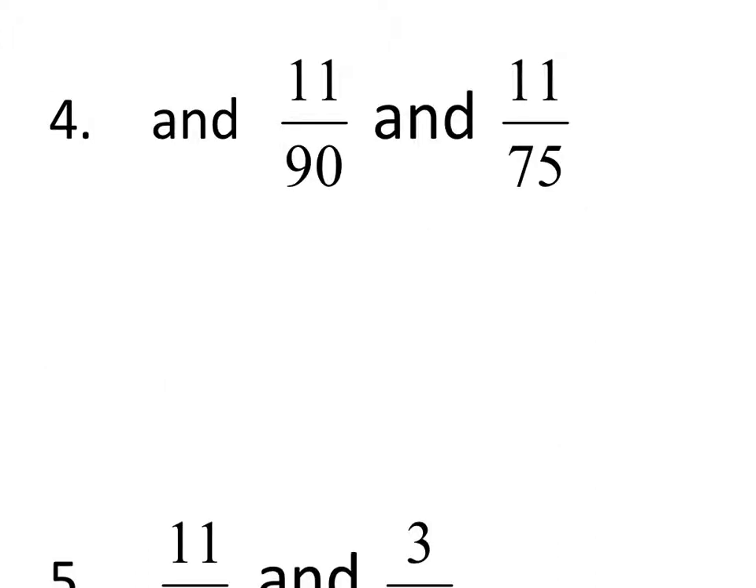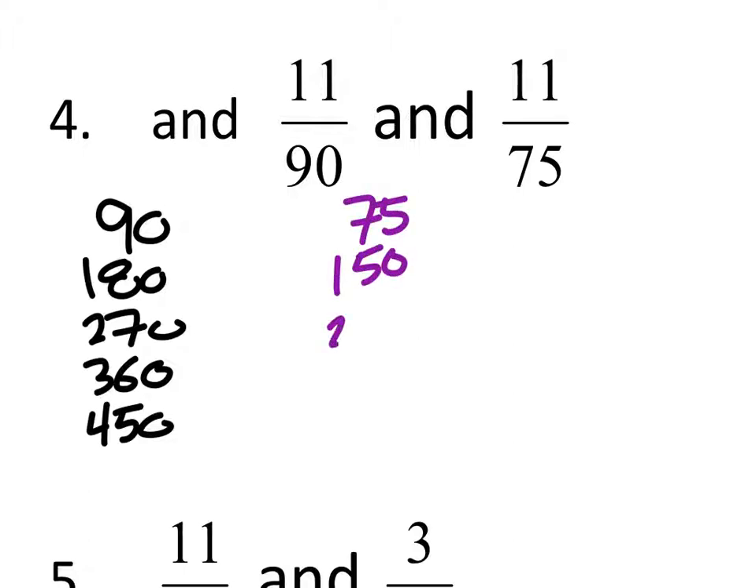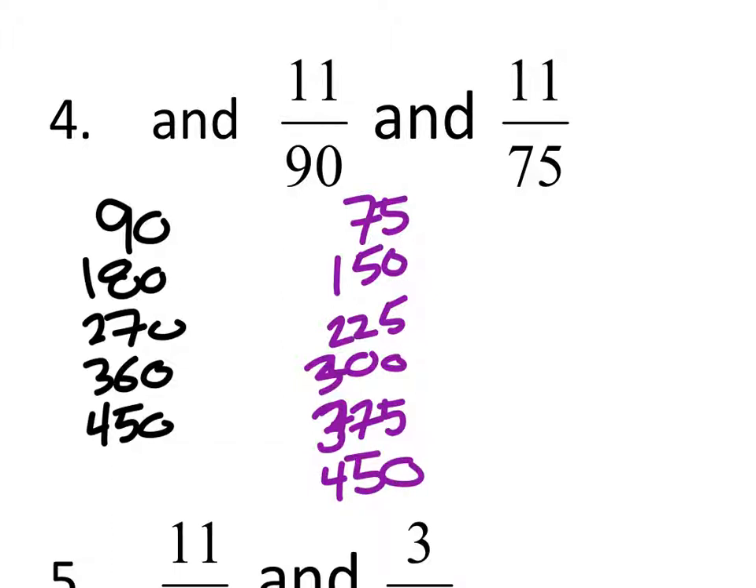This one looked like it was supposed to have another number, but that's okay. 90, 180, 270, 360, 450. Let's see if that does it, okay? So 75, 150, 225. No, I'm adding the wrong number, dang it. 300, 375, and then 450. Yeah, that'll do it. So 450 would be our least common denominator.